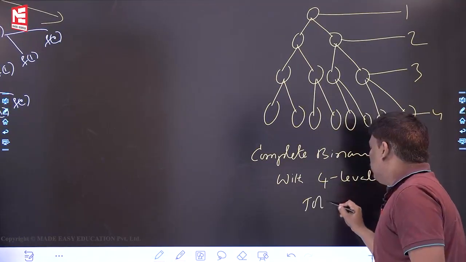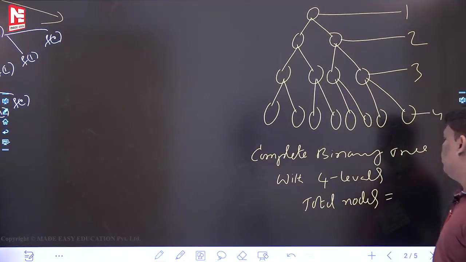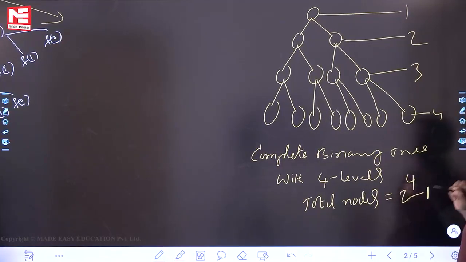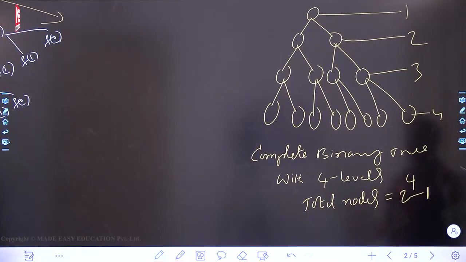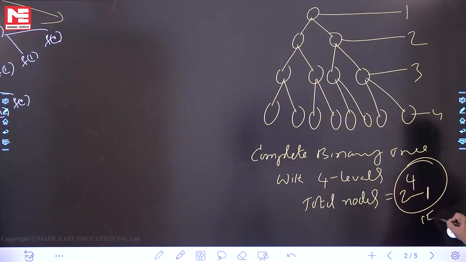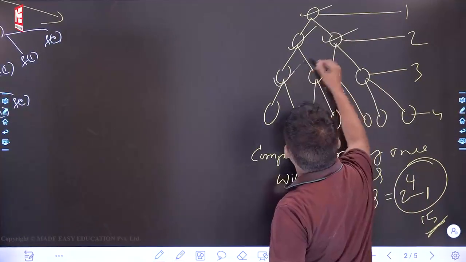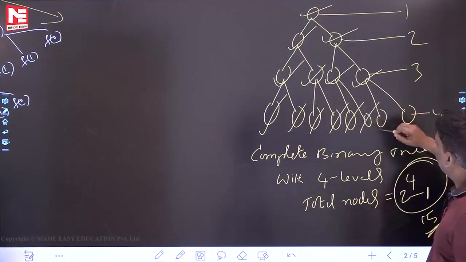Complete binary tree with 4 levels, total nodes is equal to... See the answer? 2 power 4 minus 1. This is the formula. Total nodes is equal to 2 power 4 minus 1. How many? 2 power 4 means 16, minus 1, 15. Let me check whether 15 is there or not. See, 1, 2, 3, 4, 5, 6, 7, 8, 9, 10, 11, 12, 13, 14, 15.